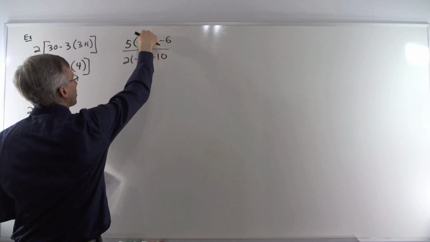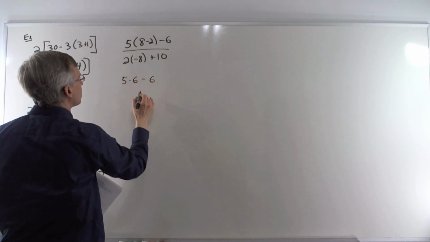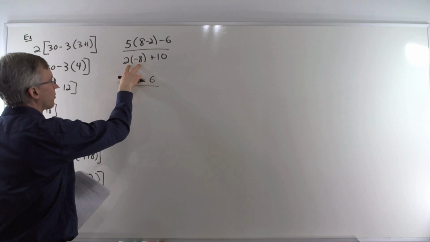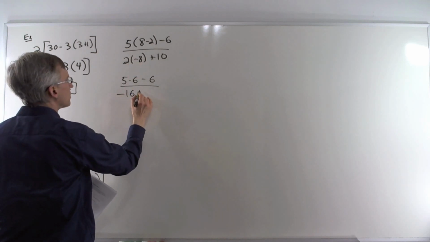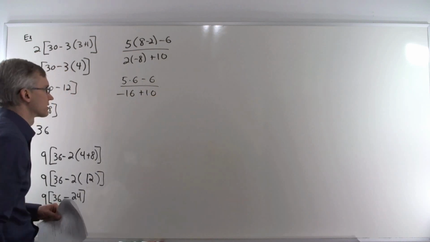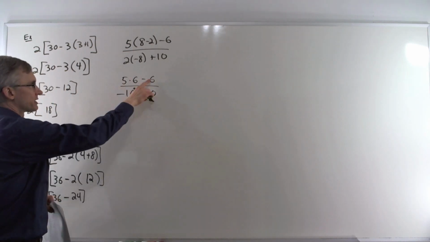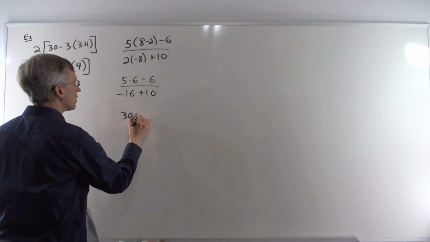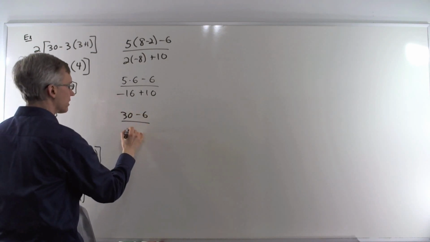So on top, we're going to start within the grouping symbol, so that is 5 times 6 minus 6 over, here we'll start with multiplication. 2 times negative 8 is negative 16. Negative 16 plus 10 on the bottom. All right, next up, on top, we have multiplication, so we'll start here. Do 30 minus 6 over negative 16 plus 10 is negative 6.